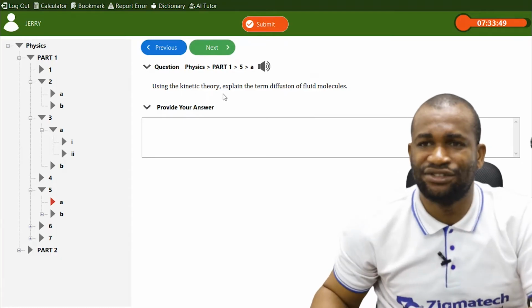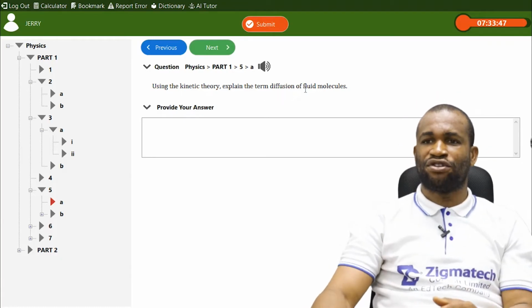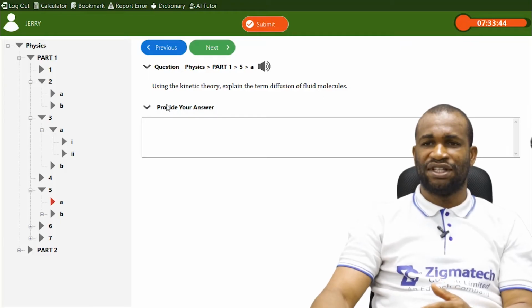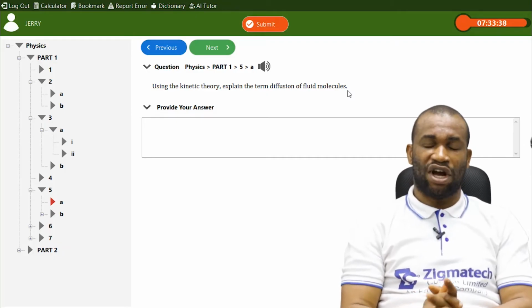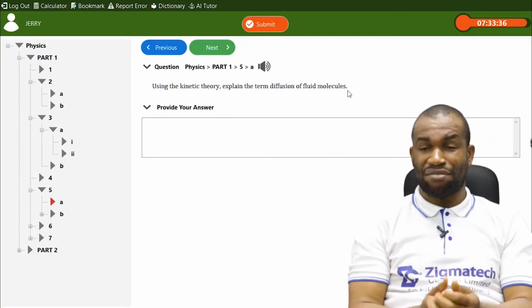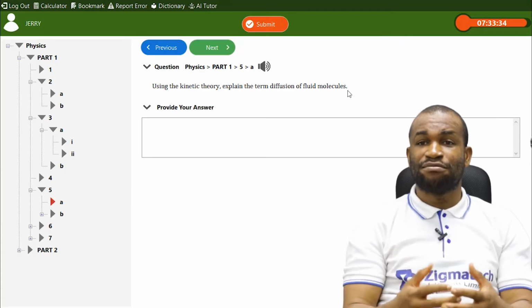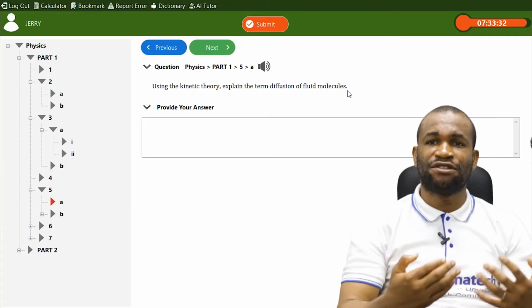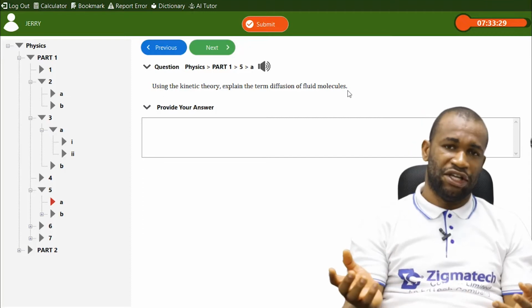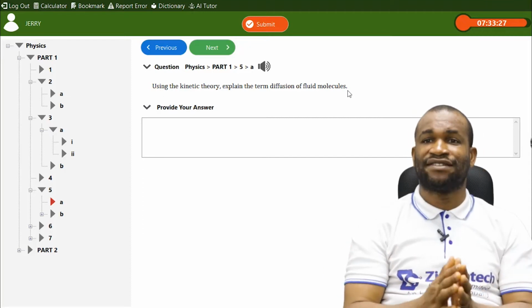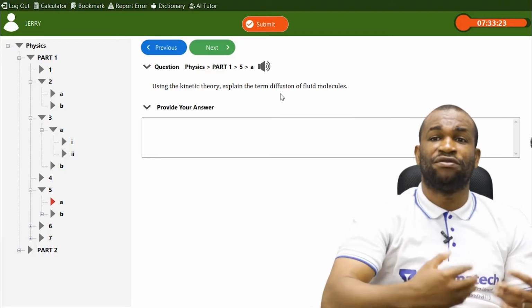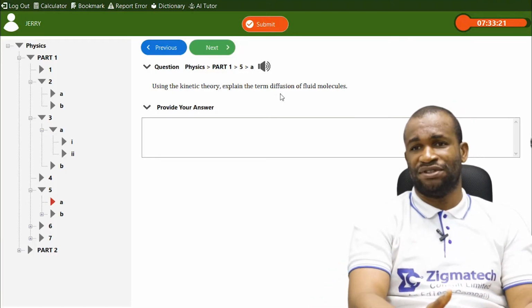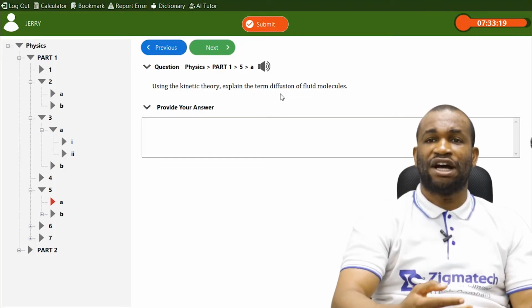Now, using kinetic theory, explain the term diffusion of fluid molecules. According to the kinetic theory of matter, matter has molecules that are always in constant motion, colliding with the walls of the container. As a result of that, diffusion also involves the movement of these same molecules that are already moving. These molecules are already in motion.